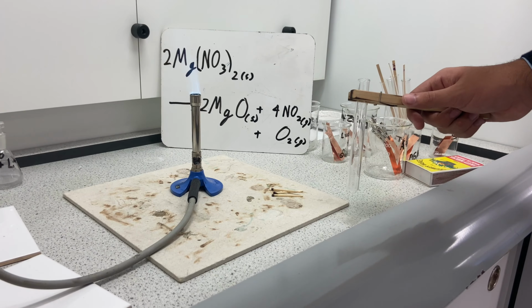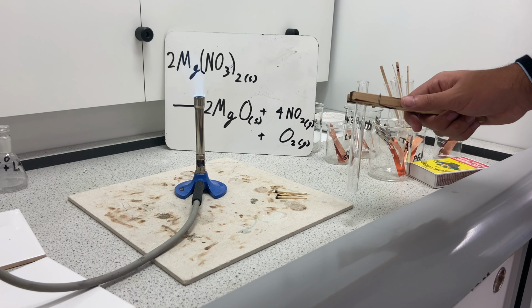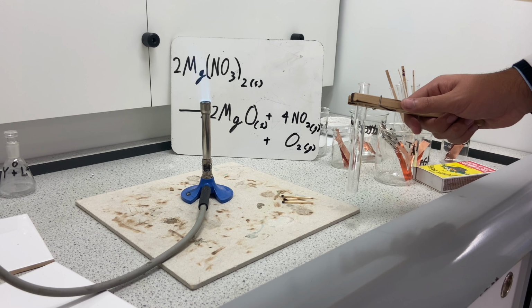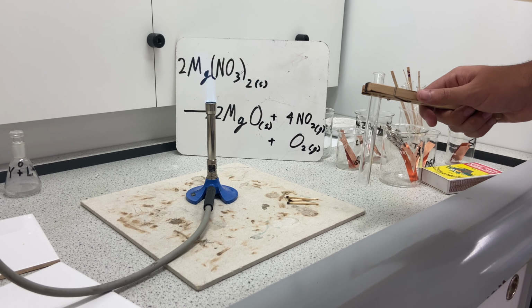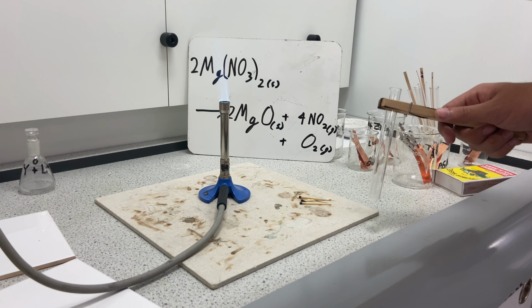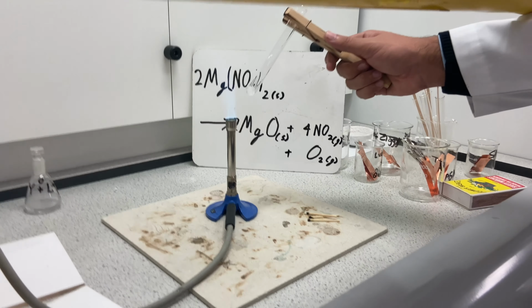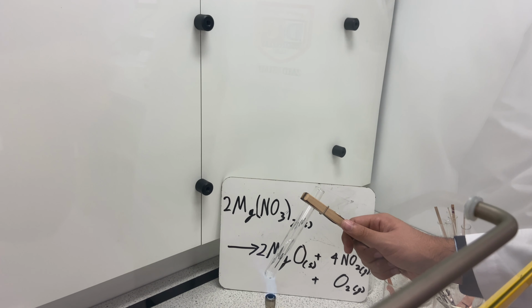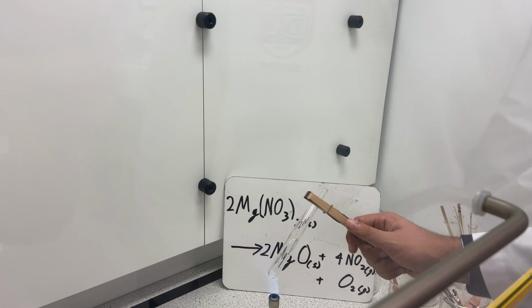So now we're going to be doing a thermal decomposition reaction of magnesium nitrate, which is an endothermic reaction. To see that the reaction is happening, we should also be able to see brown NO2 gas, which is a product of the reaction. I'm just going to start gently heating the magnesium nitrate.